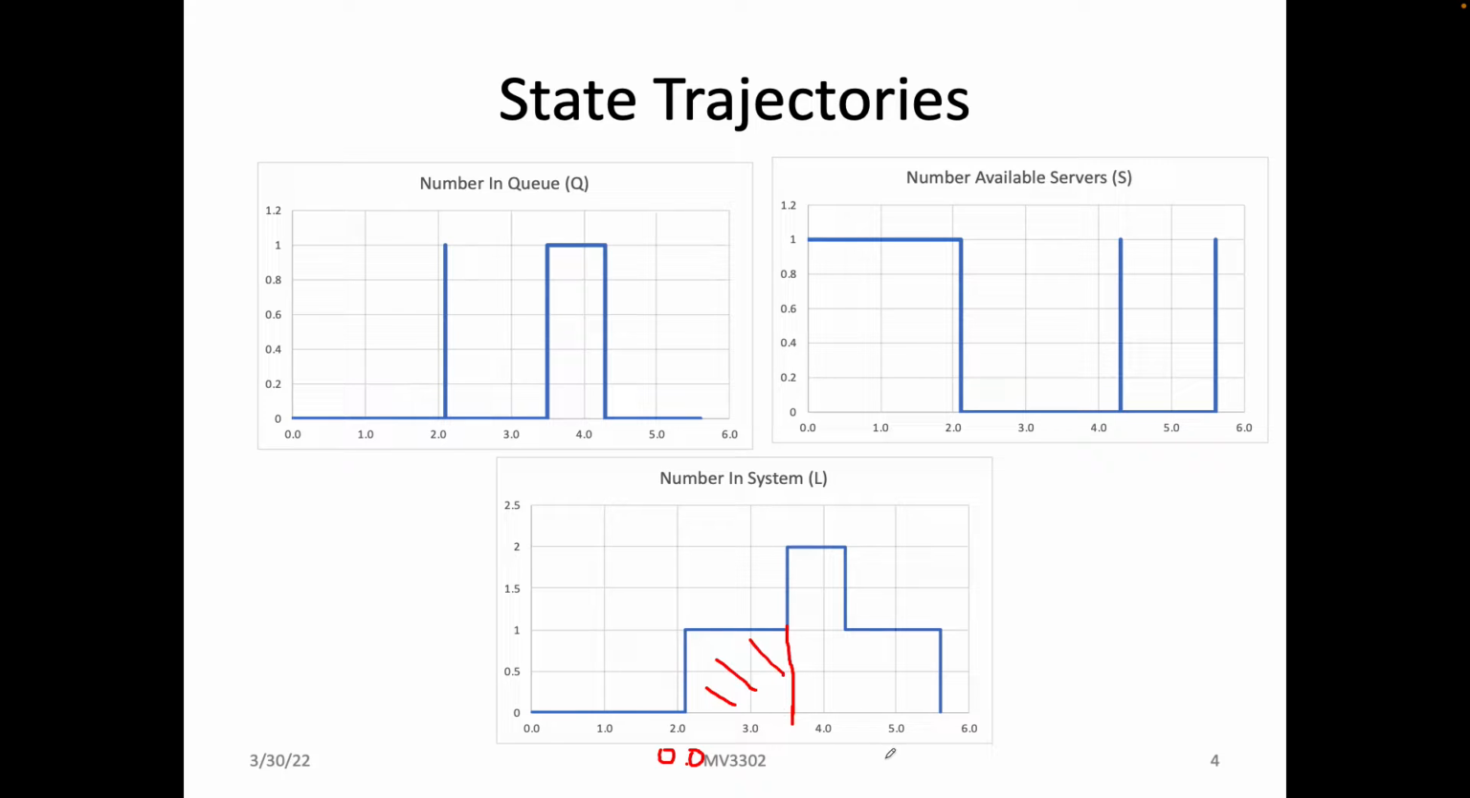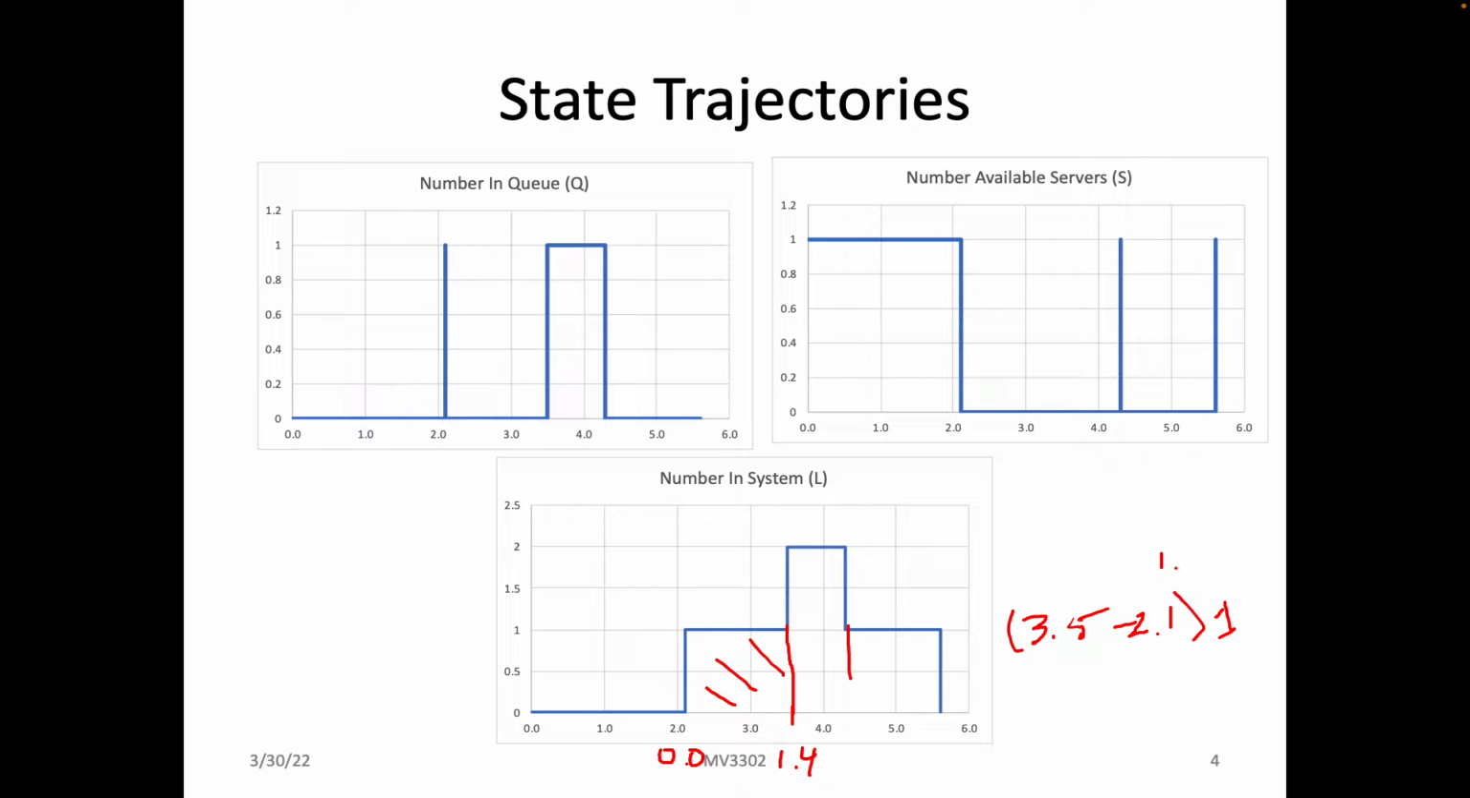So in this case, we went from 2.1 to 3.5. So we were in that state for 3.5 minus 2.1. So that's how long we were in the state. And then the value of the state was 1. So we would get, what, 1.4? So at this time, the area is 1.4.